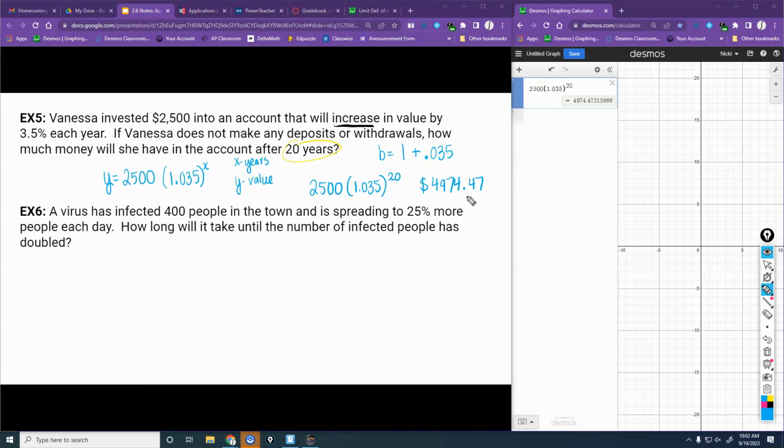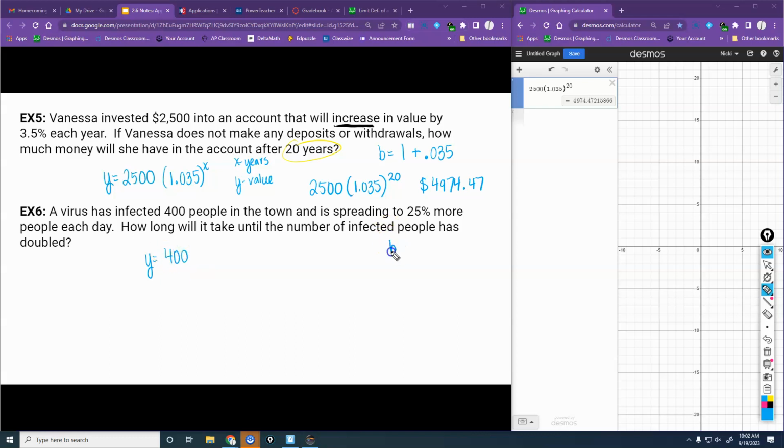All right. 6 says a virus has infected 400 people in the town. It is spreading to 25% more people each day. How long will it take until the number of infected people has doubled? Okay. So we need to set up our equation to start with. Katie, what's the starting amount going to be for this problem? 400. Very good.